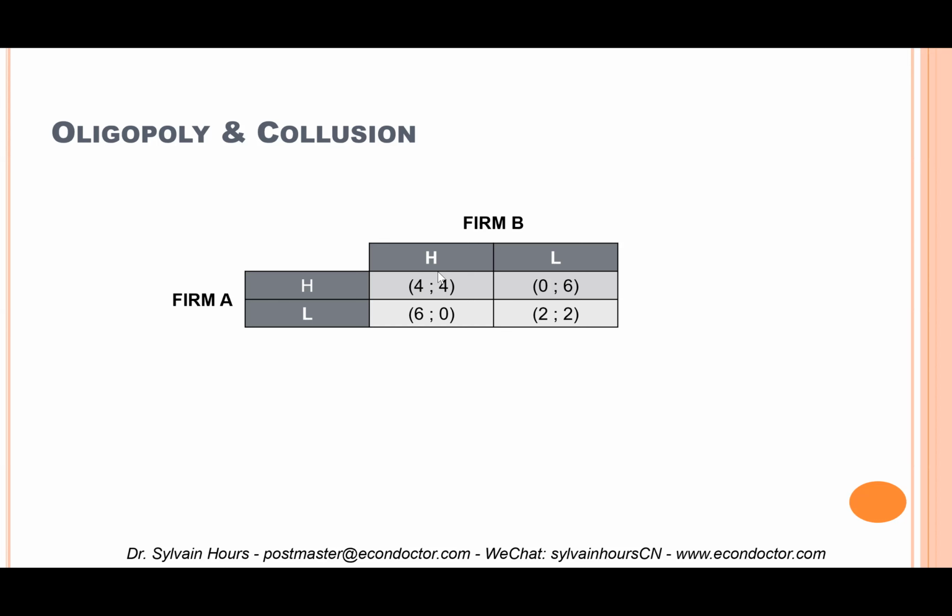However, of course, we would agree that collectively, it's better if they say, all right, let's not fight. Let's both charge a high price. So together we can make $8 million, $4 million each. That's pretty good, and much better than if we both fight, if we both charge a low price and only make $2 million each. So we would say that this is the cooperative equilibrium, high price, high price. And this is the non-cooperative equilibrium, low price, low price.